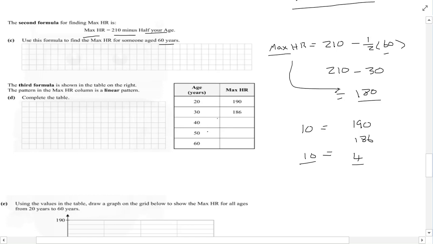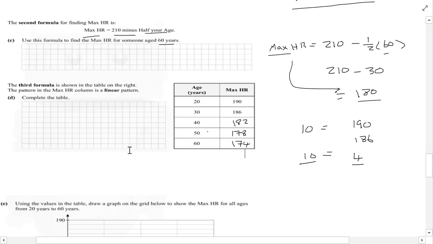So following on from that, when they're 40, it's going to be 182. It's just going to be 186 minus 4. And then again, we're increasing by another 10 years, so it's going to be 178. So again, we're just minusing 4 from the number above. And then at 60, you're going to be at 174. Okay, so that would be the answer to that one there. And we can see that this is following a linear pattern.